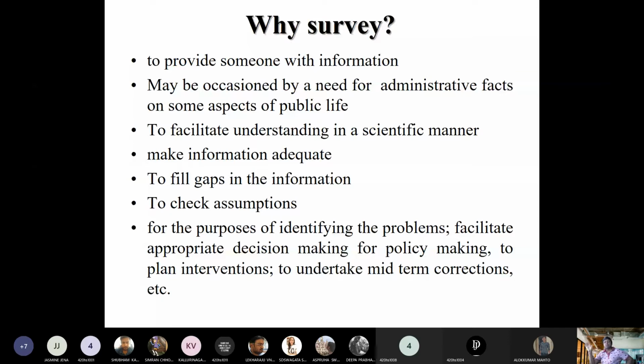You go with a survey questionnaire, and then you ask the people and get the information for the purpose of identifying the problems and facilitating appropriate decision making for policy making. If you want to identify particular problems and facilitate appropriate decision making for policy making, it means you want to facilitate some people. You want to facilitate your company. Your company wants to facilitate the people in another way. So that's why they need some kind of information.